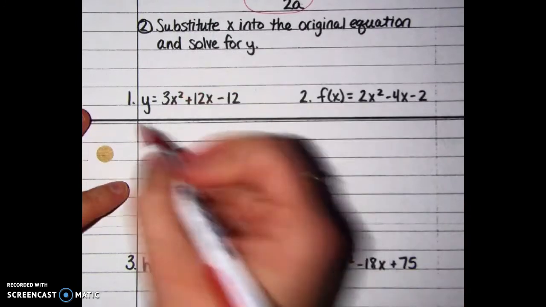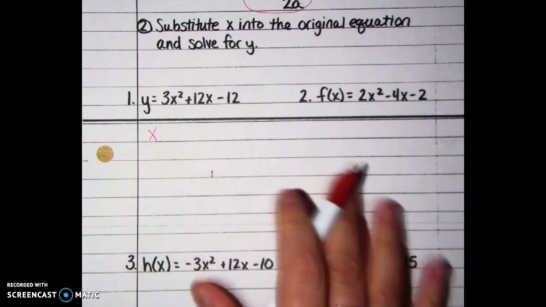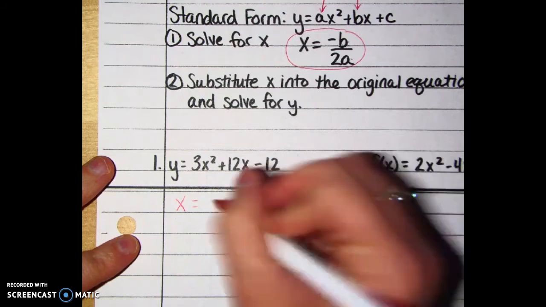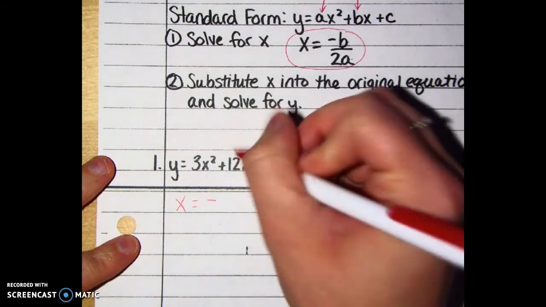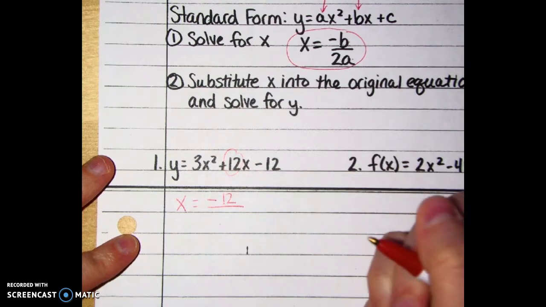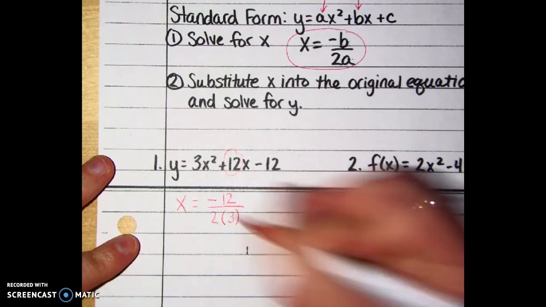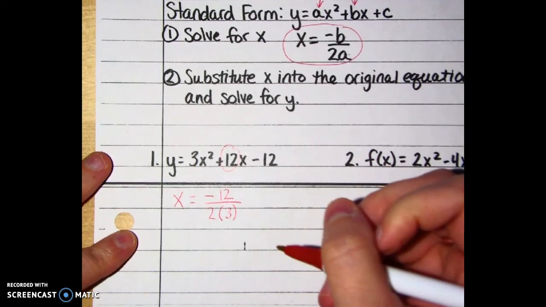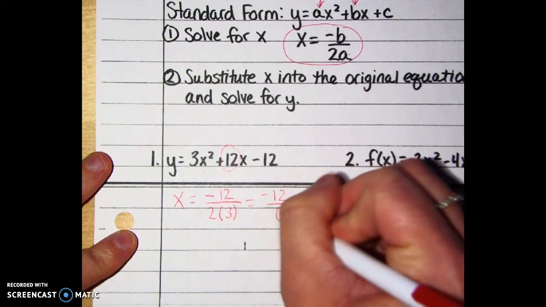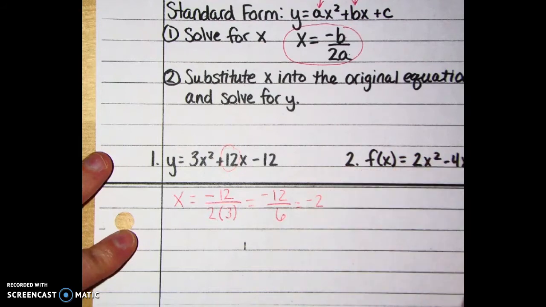So for number 1, and this black line, just ignore it, the printer did that. Okay, so you first solve for x, so x equals negative b. B in this case is that 12, so negative 12 over 2 times a, which is 3. Okay, then you simplify it. Negative 12 over 2 times 3 is 6, and then negative 12 divided by 6 is negative 2.